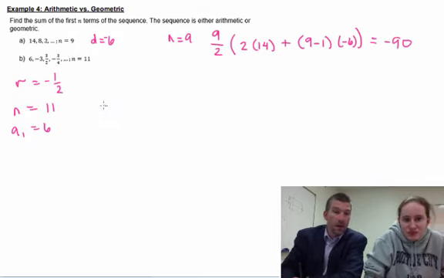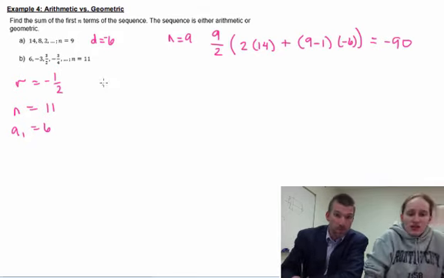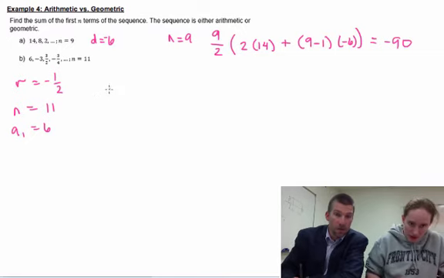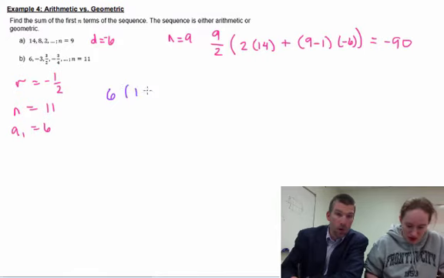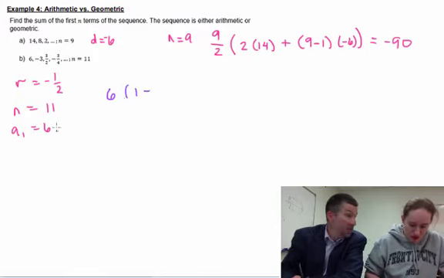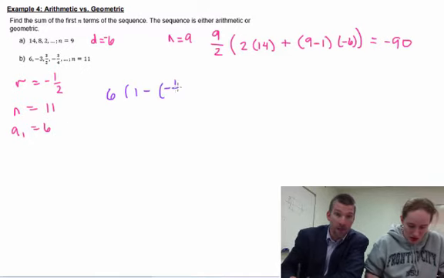Okay, so now for the formula part. We got a1 on top, so you've got to have your first term, which is 6. And then in parentheses you've got 1 minus r to the nth power. My r is negative 1/2, and the n is 11. And that's all going to be over 1 minus r. So that's going to be a positive 1/2 on the bottom.